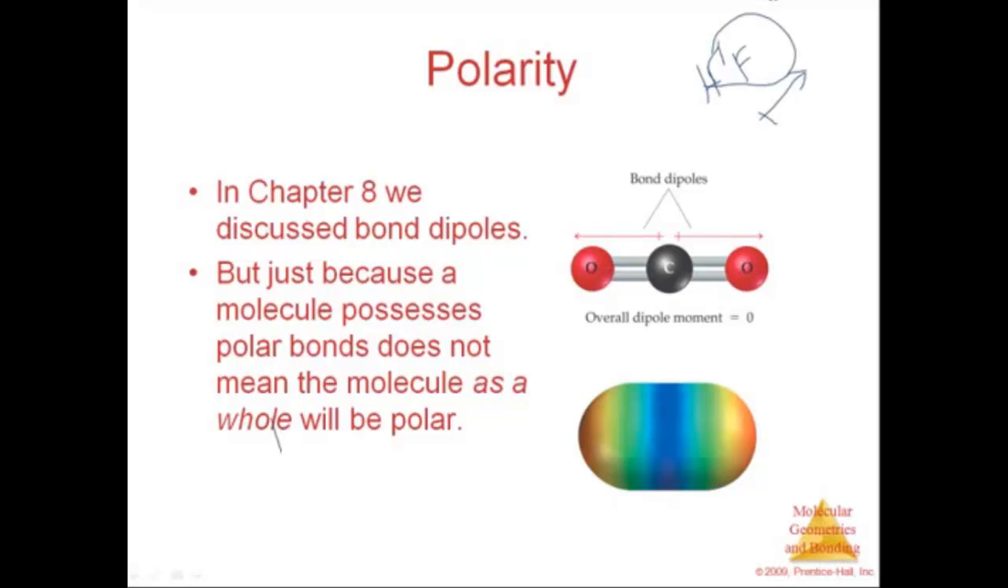And the overall dipole for the molecule is 0, because if you add these two vectors together, they cancel each other out. So even though I can have polar bonds in a molecule, I can have an overall nonpolar molecule. So this is what CO2 would look like. It's nonpolar. There's no part of this that's sticking out that's more electronegative.